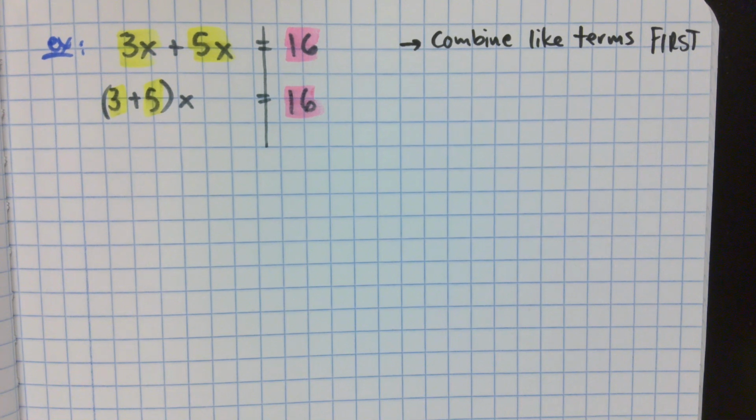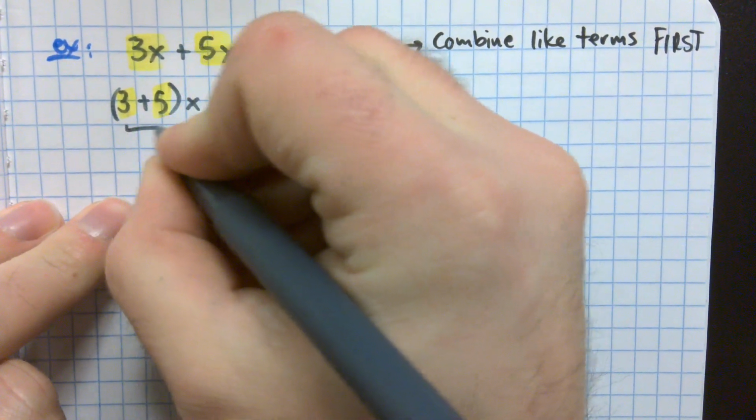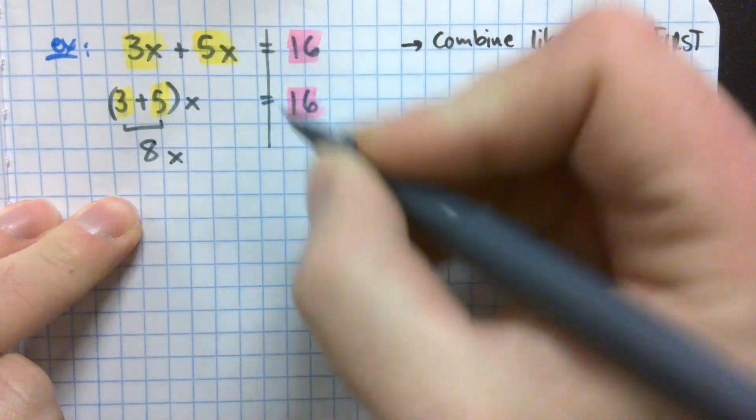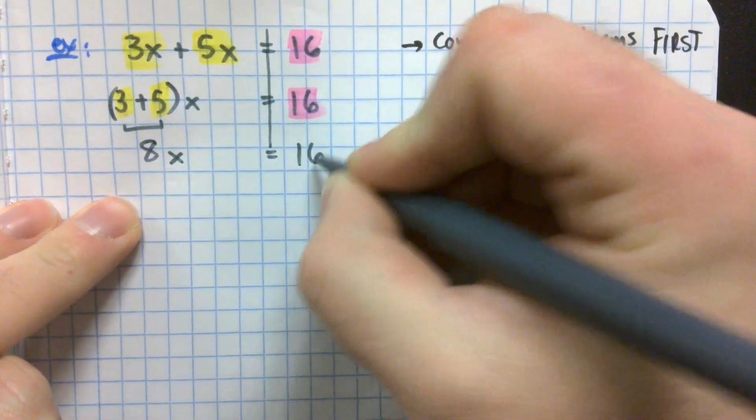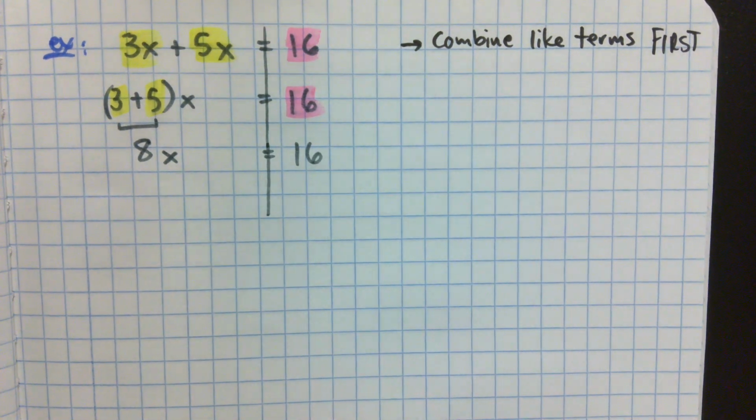Right? If I have 3 x's, you have 5 x's. In total, how many x's do we have? If you have 3 and I have 5. 8, exactly. We're just adding 3 plus 5 to get 8x equals 16. Now we can go back to what we talked about yesterday and solve for x.